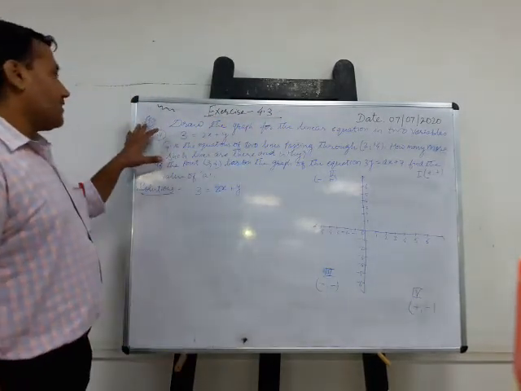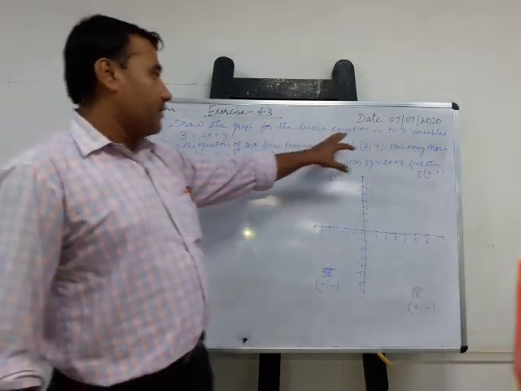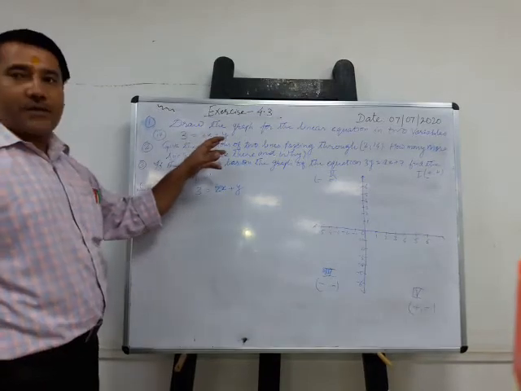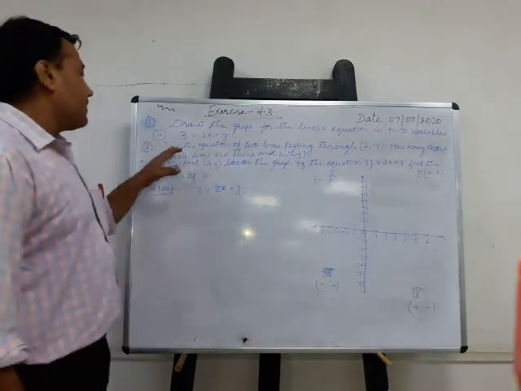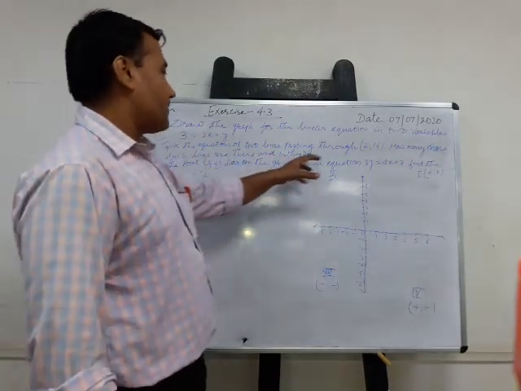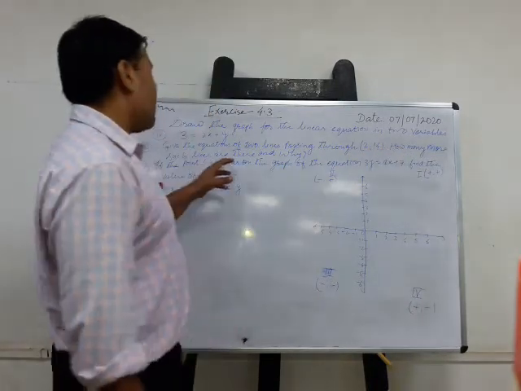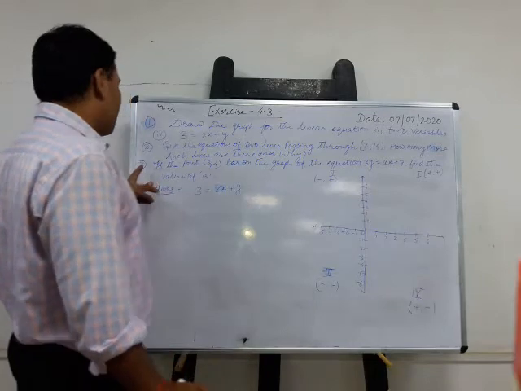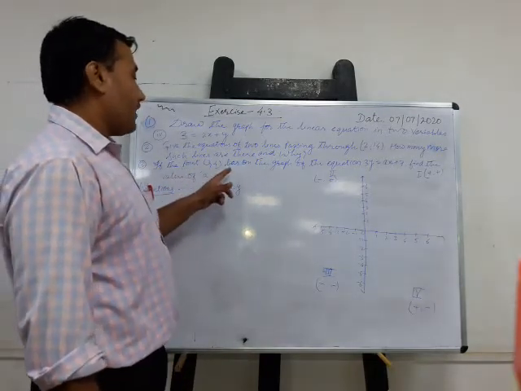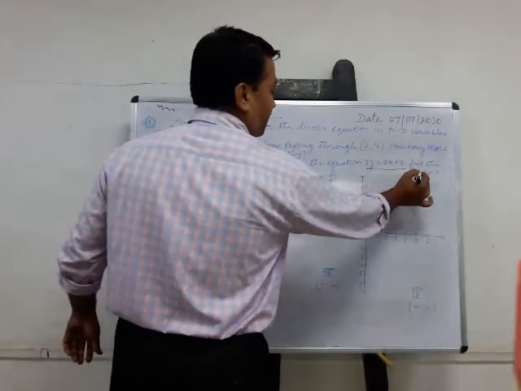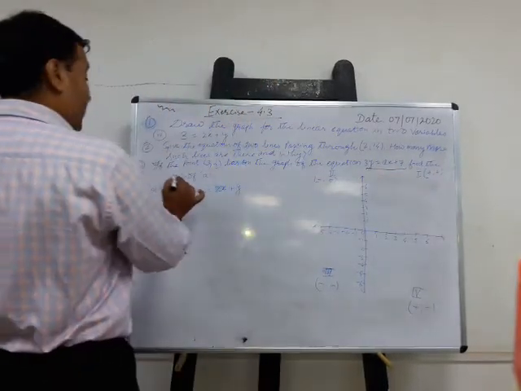Your first question is: draw the graph for the linear equation in two variables, that is, 3 = 2x + y. The second question is: give the equations of two lines passing through the point (2, 14). How many more such lines are there and why? The third question is: if the point (3, 4) lies on the graph of the equation 3y = ax + 7, find the value of a.